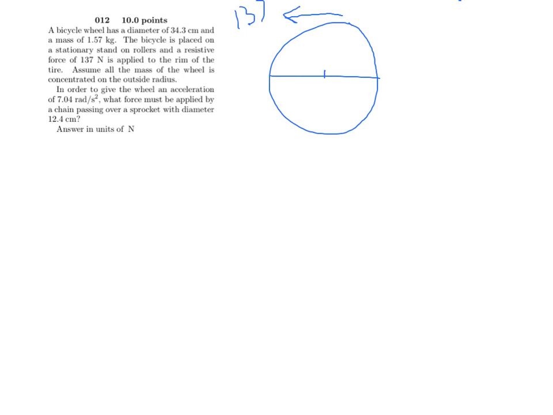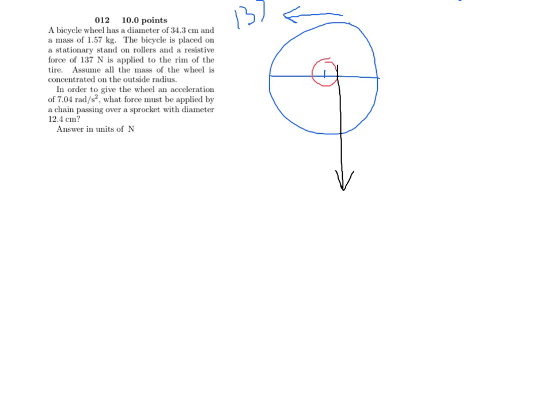And all the mass is concentrated on the outside radius. In order to give the wheel the acceleration, what force must be applied to a chain passing over a sprocket with a diameter of 12.4? Well, here I've got a second thing that I've got to worry about, and I've got a sprocket that's going to be located right here with a different radius. And again, they give you the diameter. So I've got a rope that's going to be pulling here with a certain force that's going to be trying to accelerate the wheel in this direction, and yet I've got a resistive force here that's trying to decelerate.